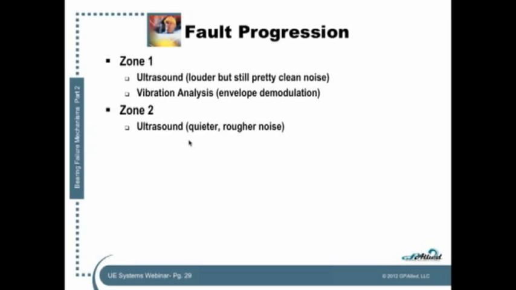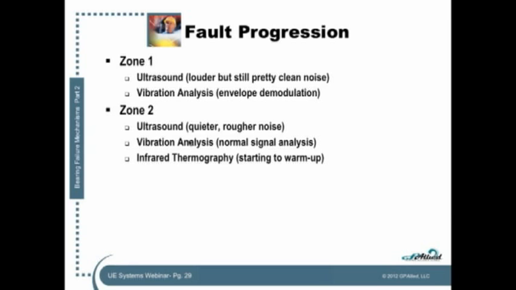ultrasound still works great. It's a quieter but rougher noise. So the volume has dropped significantly, but the quality of the pattern has changed significantly. It now doesn't sound like clean noise. Now it sounds like things bumping and things hitting each other, and you can hear that rough pattern in there. So ultrasound still works great in zone 2. In zone 3, your normal vibration analysis, normal signal analysis works great because we now have that spalling occurring on the inner and outer race, and it's very easy for vibration to pick that up. No envelope demodulation required.